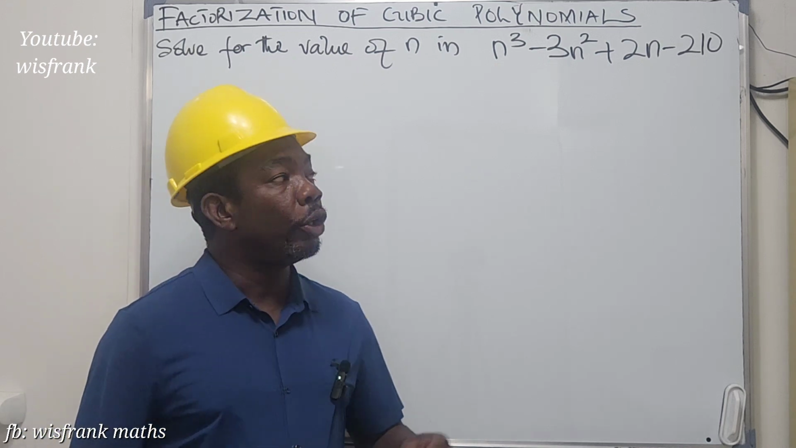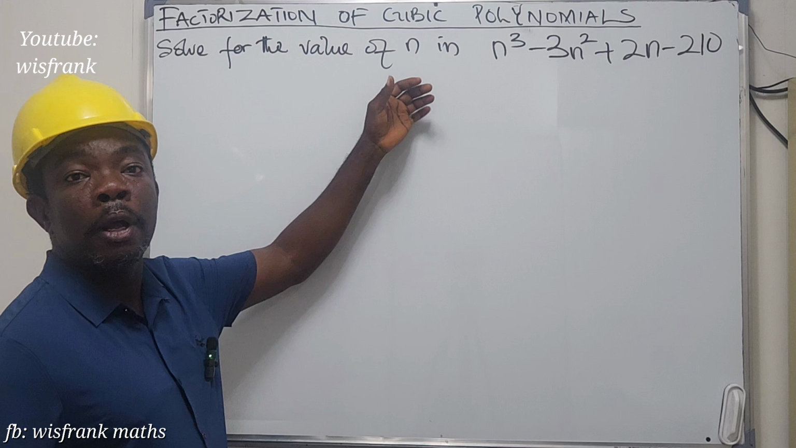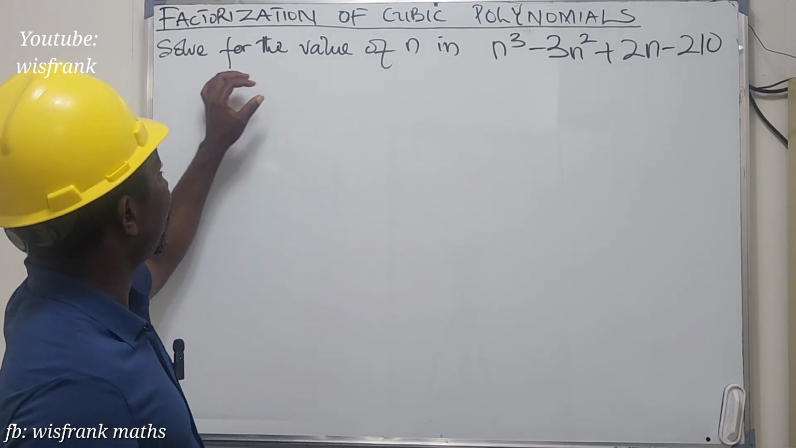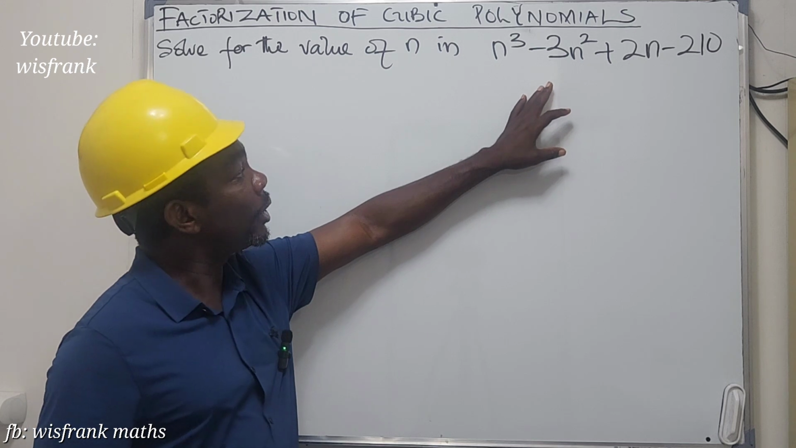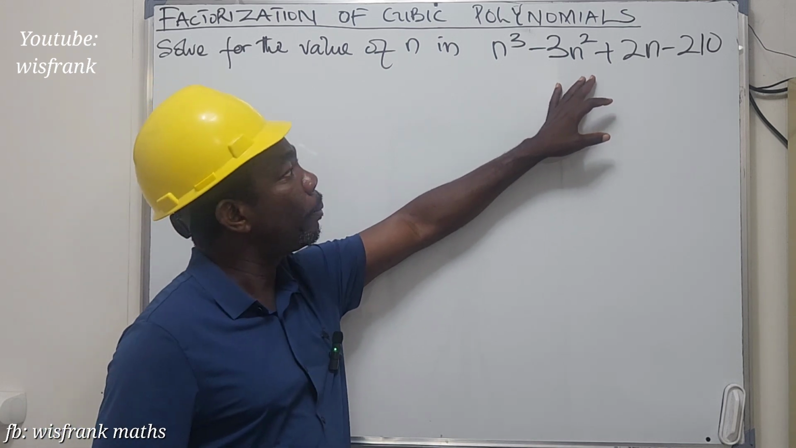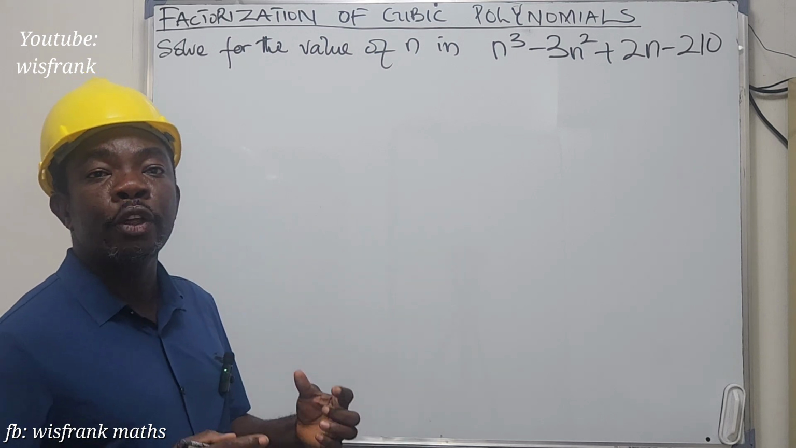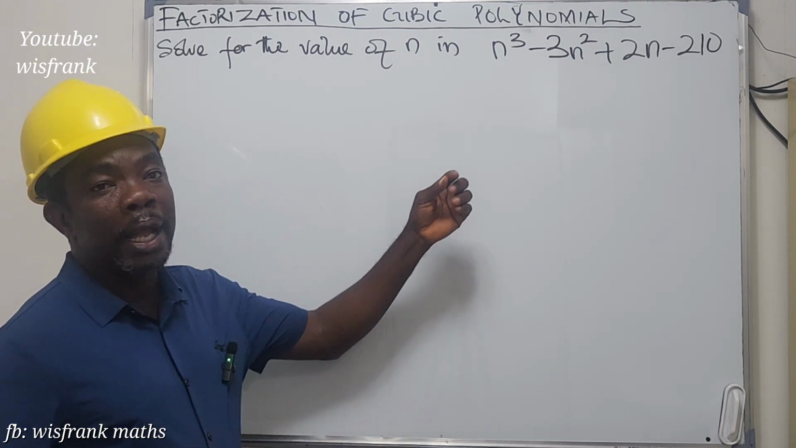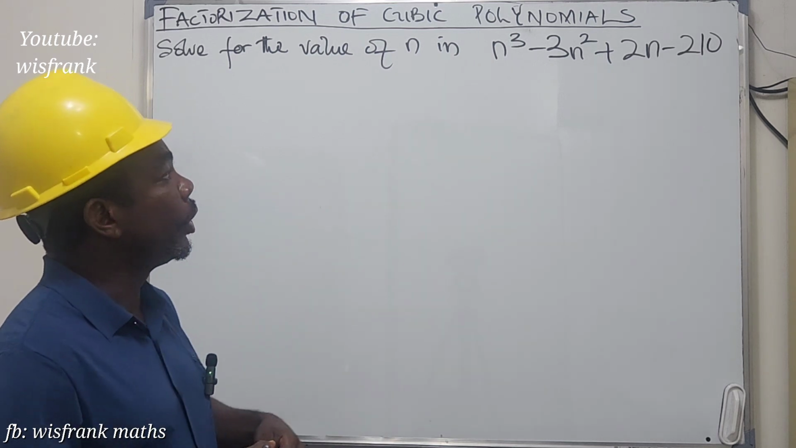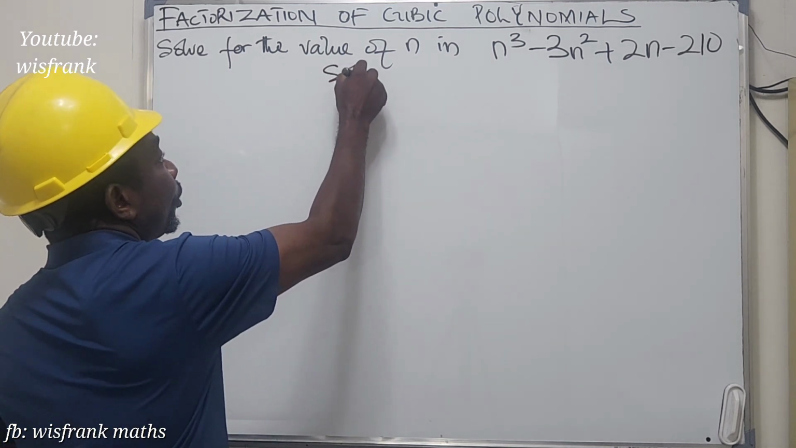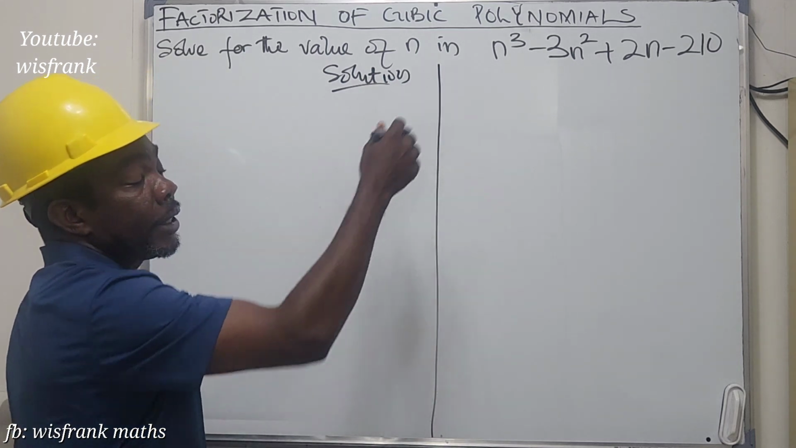For more interesting topics. Today we are looking at this question, and it's from factorization of cubic polynomials. The question says: solve for the value of n in n to the power of 3 minus 3n to the power of 2 plus 2n minus 210. A cubic polynomial is when the highest power of n is 3. That is cubic. So we have a solution. We are going to find the value of n in this question.